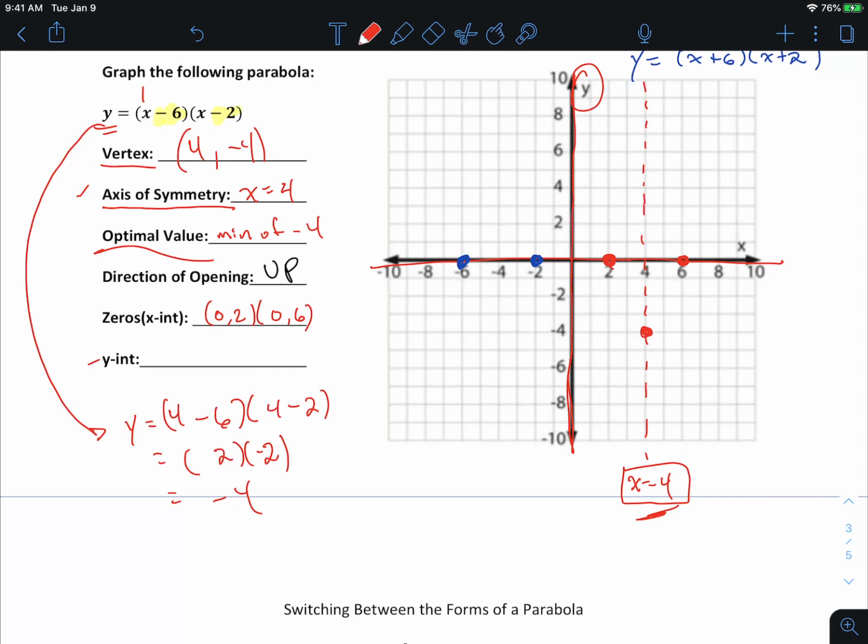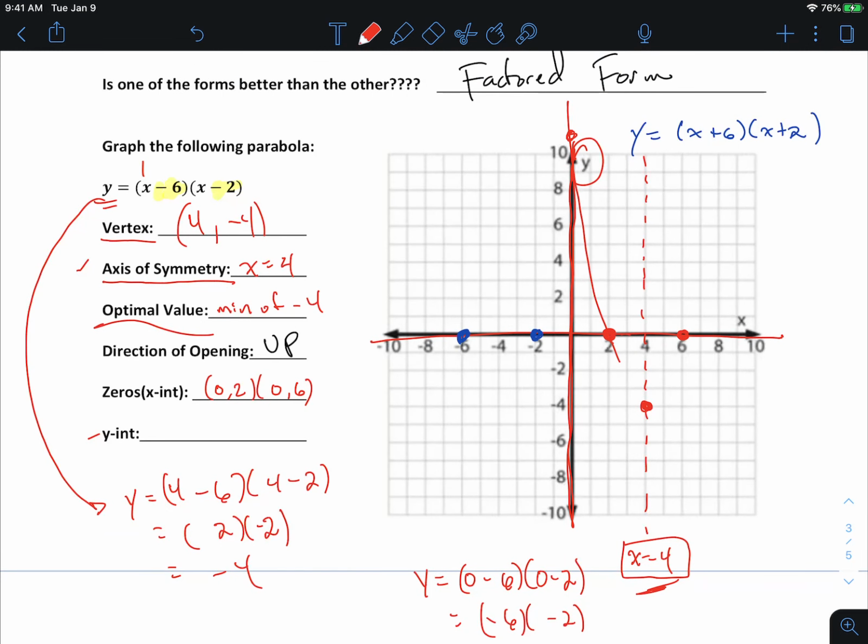Right here. What's the X value along here? 0. So plug in 0 to this equation? Yeah. Okay. So it'd be -6 times -2, which would be 12. Be way up here somewhere. Yeah. There you go.